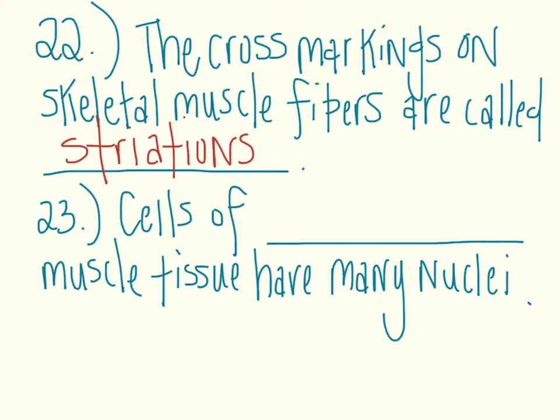Question 23 says cells of blank muscle tissue have many nuclei, and that would be skeletal muscle. So skeletal muscle in one cell has multiple nuclei, whereas in question 13, where we talked about cardiac muscle cells, we wrote that it has a single nucleus. Skeletal muscle actually has multiple nuclei per cell.